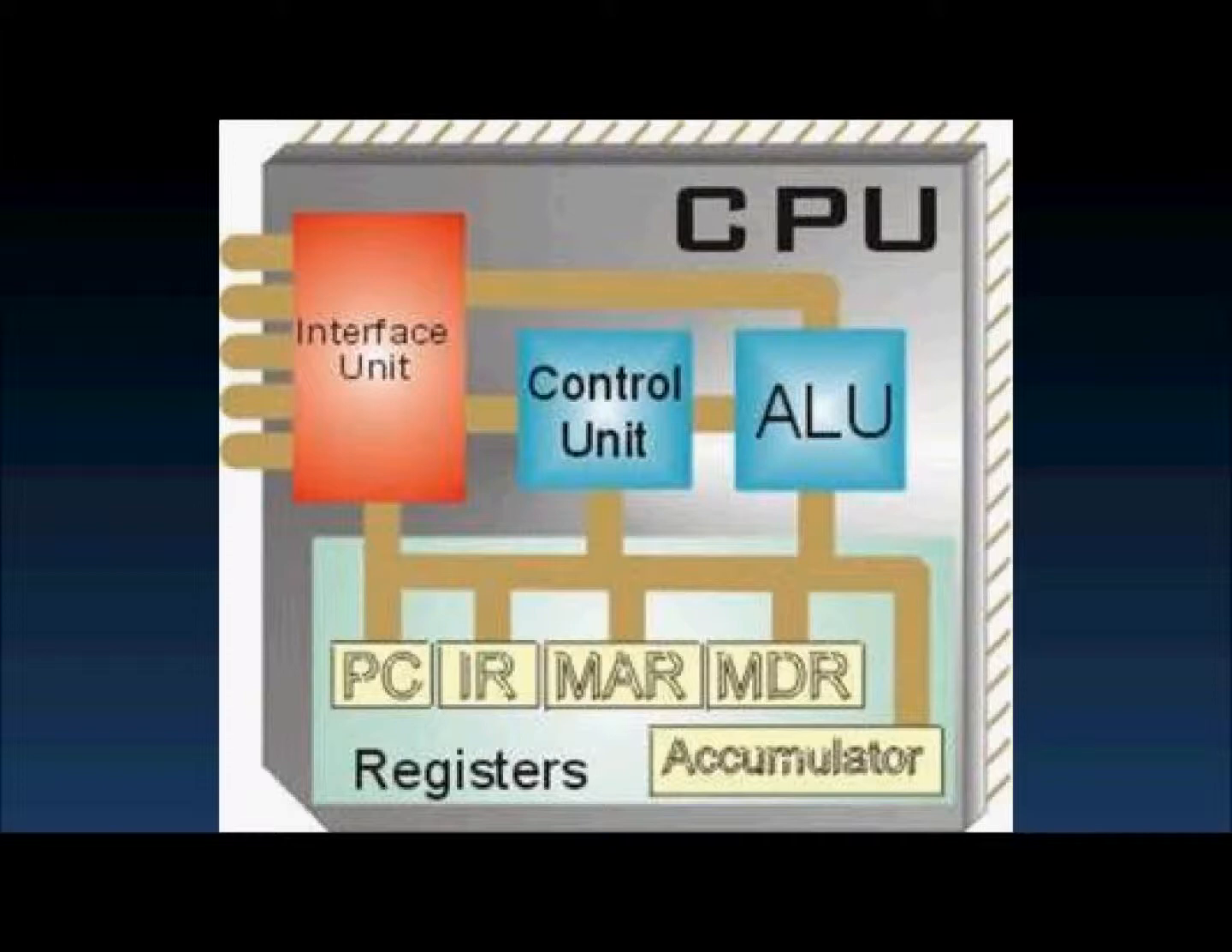Buses are the paths upon which information is transferred for the CPU. The three most important buses are the address, data, and control buses. The control unit controls the flow of instructions and data within the CPU.